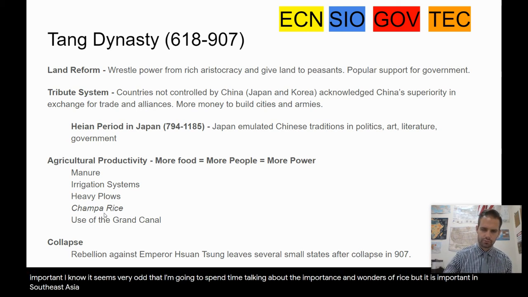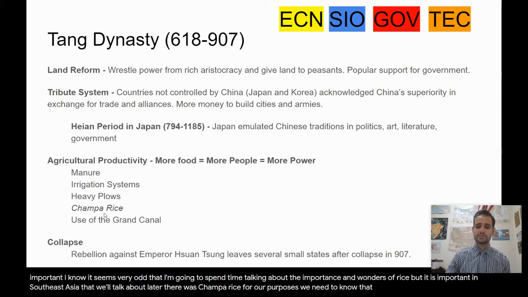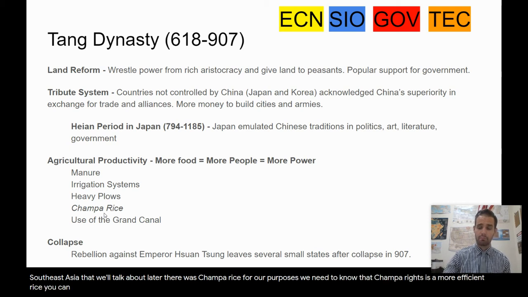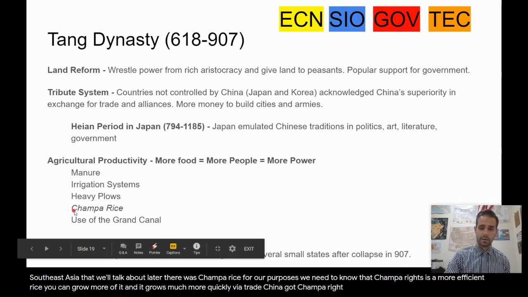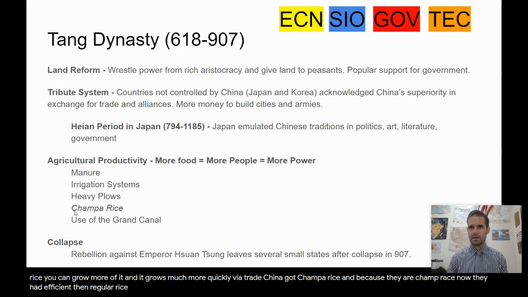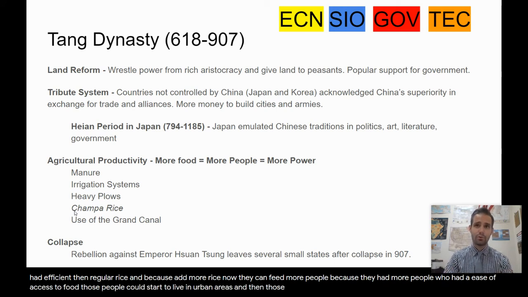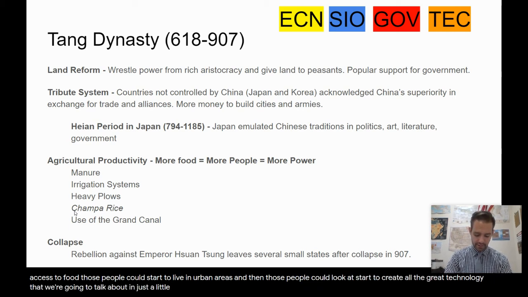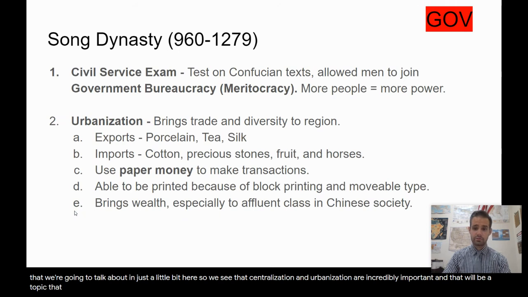In Southeast Asia, which we'll talk about later, there was Champa rice. For our purposes, we need to know that Champa rice is a more efficient rice. You can grow more of it, and it grows much more quickly. Via trade, China got Champa rice. And because they got Champa rice, now they had more rice, because Champa rice is more efficient than regular rice. And because they had more rice, now they could feed more people. Because they had more people who had ease of access to food, those people could start to live in urban areas, and then those people could start to create all the great technology that we're going to talk about in just a little bit here. So we see that centralization and urbanization are incredibly important, and that will be a topic that we will be talking about later as well.